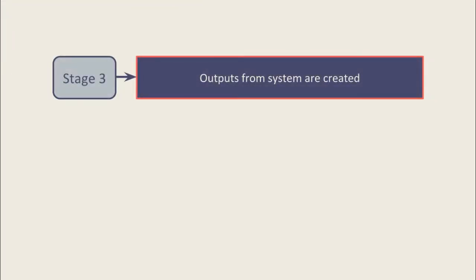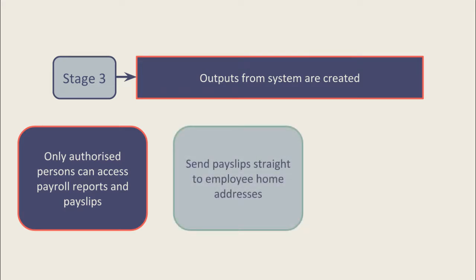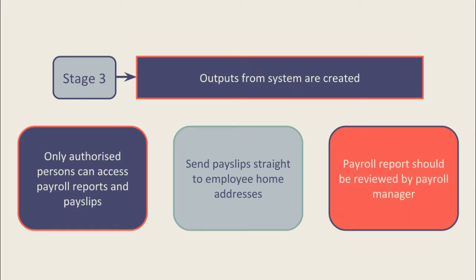The payroll report and the payslip should only be accessed by those authorised to see them. Therefore, locking payroll reports away is a good control, and sending payslips straight to employees' home addresses would avoid this information getting into the wrong hands. The payroll report should be reviewed by the payroll manager, comparing to previous months, the previous year, and budgets will identify if something looks unusual. Evidence that this has been carried out, such as a signature and date, would enforce the control.